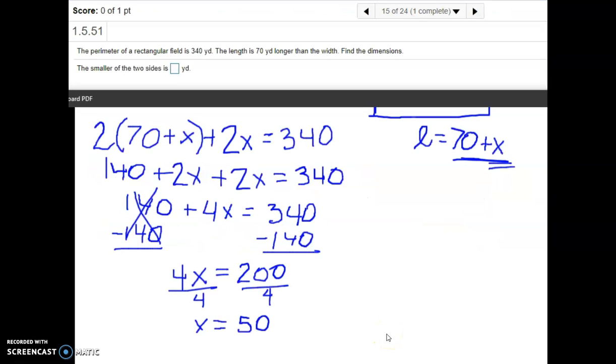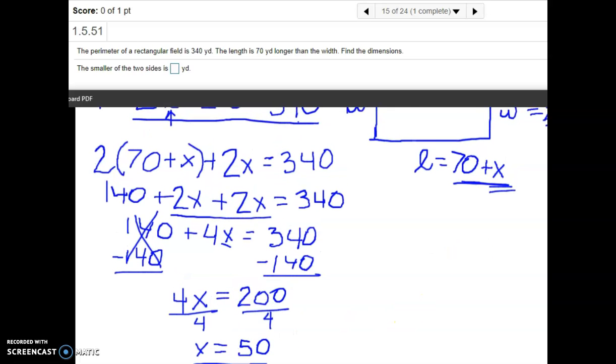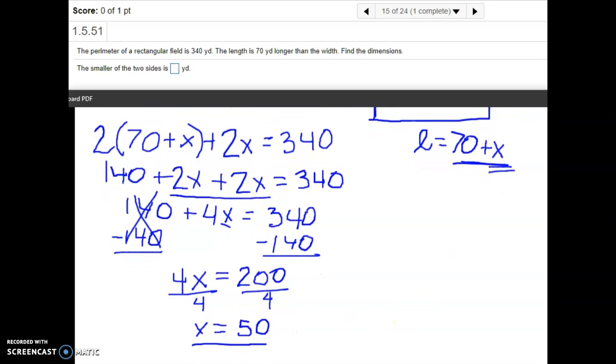Okay, so I have worked through the problem, distributed the 2 across the parentheses. Then I noticed that I had 2 terms on the same side that had x's, so I combined those to 4x. And then to isolate the x, I needed to subtract the 140 and then divide by 4. So I came up with x equals 50. Did you get the same thing? Okay, so we have solved our problem.